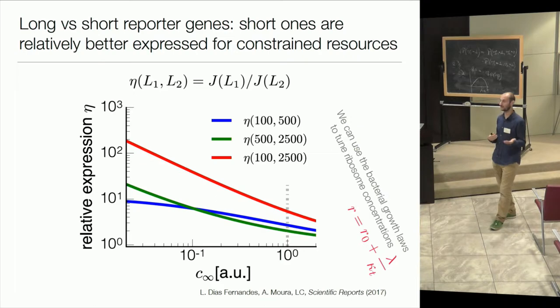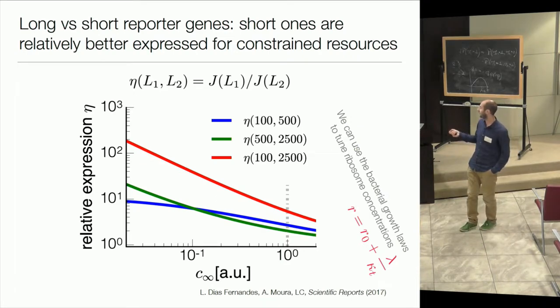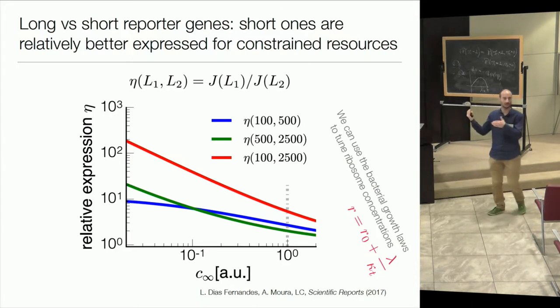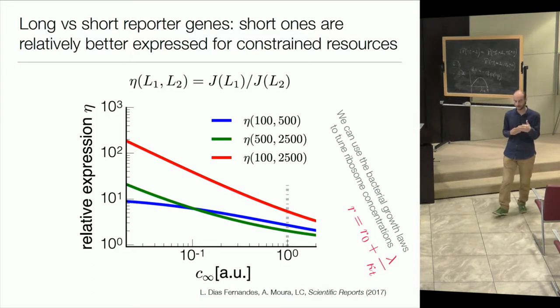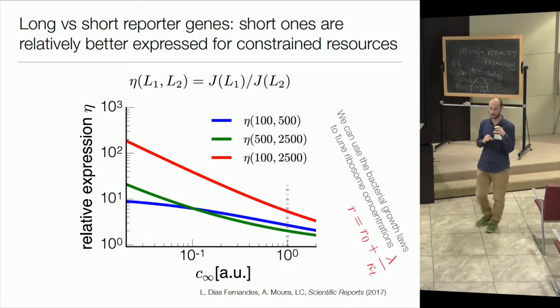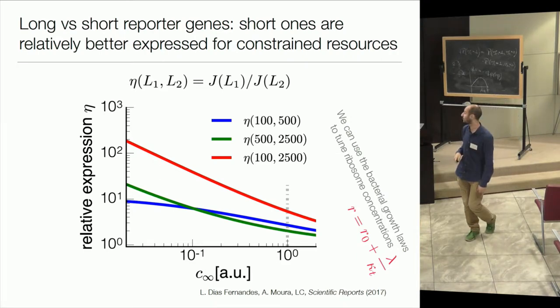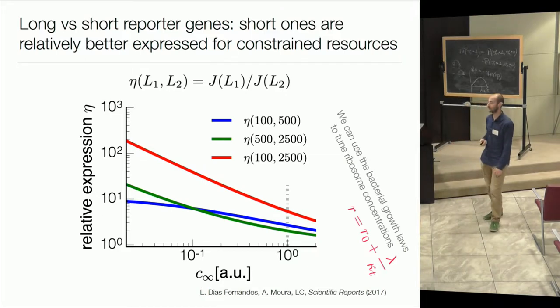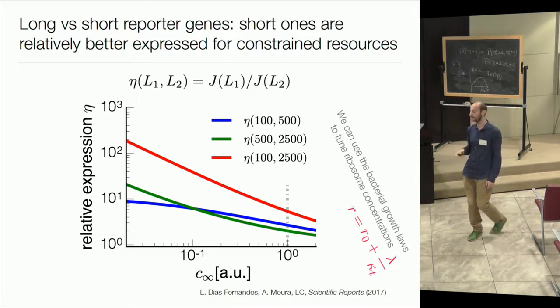And we could take two reporter genes of different lengths and plot the relative expression. The relative expression here is just the current between these two reporter genes, the short divided by the long. And by changing ribosome concentrations, you should see a difference in the relative expression between the two genes.